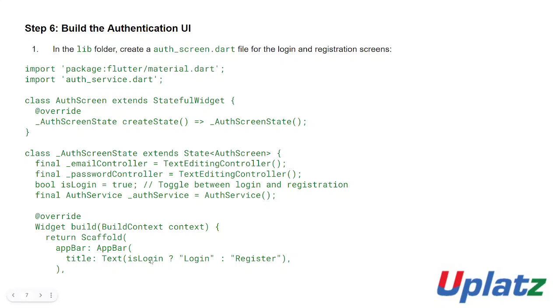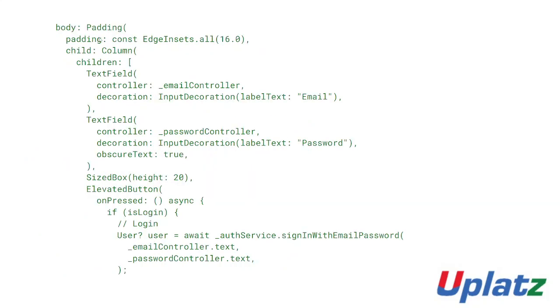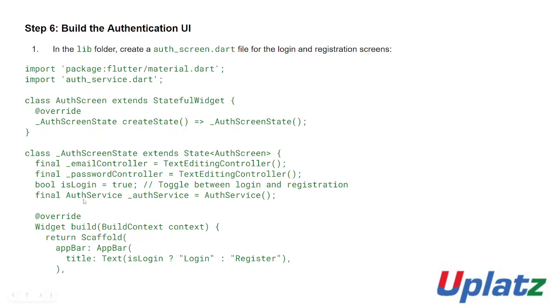This is the title, here is the ternary operator. This example is different from the previous example. There are some repetitions, but this is a full example of an app for the authentication. Next, body of which? Body of scaffold.